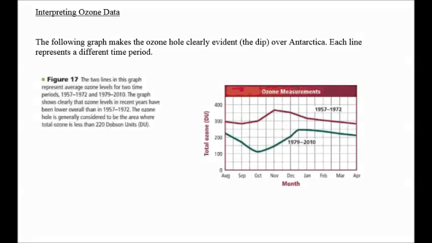The following graph shows that the ozone hole is clearly evident over two different time periods. From 1979 to 2010, we can see that it is much lower in total ozone.